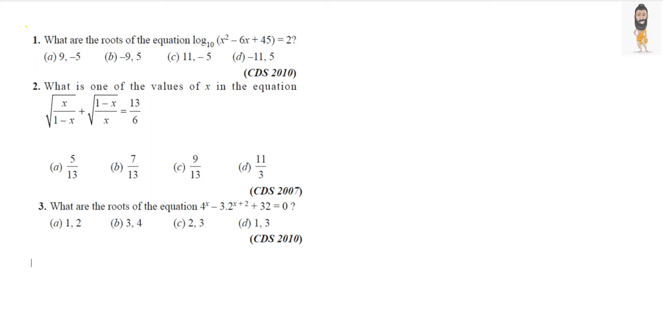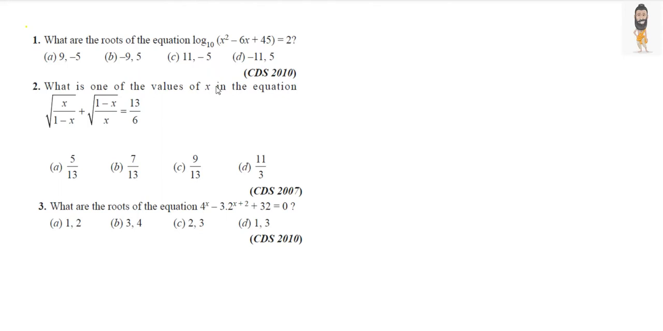Hello friends, and now we will try to understand and solve some questions. The first three questions came in the CDS exam 2010 and 2007. We have taken these questions from the class 9 IIT Foundation series books. The first question: what are the roots of the equation log 10 of x squared minus 6x plus 45 equals 2?